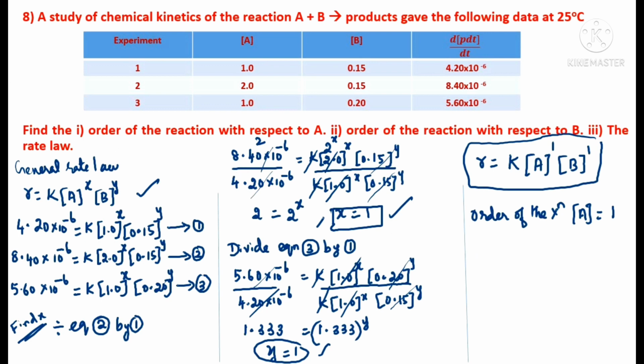Next, we are going to find out the order of the reaction with respect to B. What is the order of the reaction? It is 1.